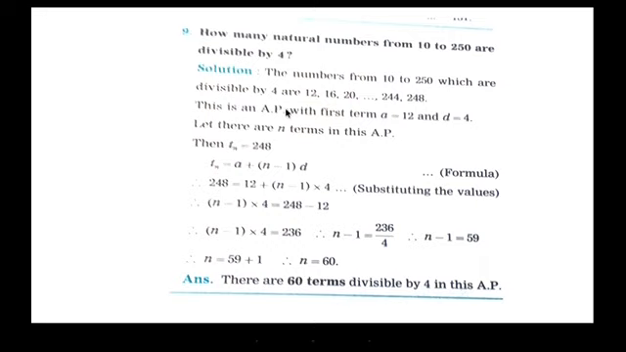Okay. So here A is 12, D is 4 because there is a difference of 4 between every number, and the last term Tn is 248. Okay. So we have Tn is equal to A plus n minus 1 into D. So substituting the values, we have 248 is equal to 12 plus n minus 1 into 4. Solving in the similar way as we have done before, we get n is equal to 60. Okay. So there are 60 terms which are divisible by 4.